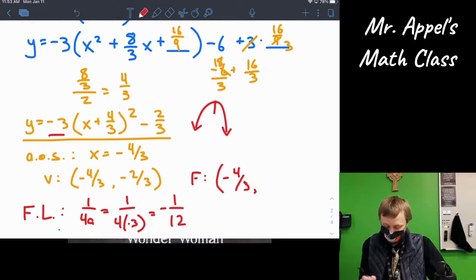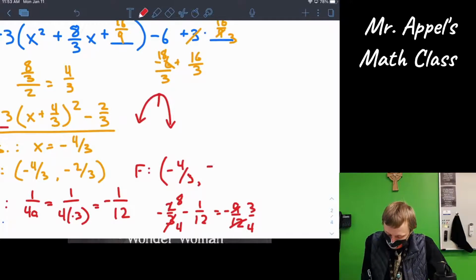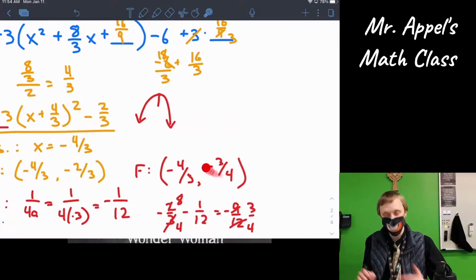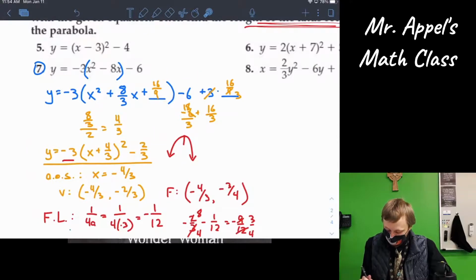So 2/3 is how many twelfths? 2/3 minus 1/12, so this times 4. 2 times 4 is 8. 8 minus 1, negative 9/12. Hey, that reduces. We divide both by 3 and get negative 3/4. Oh, look at that. That's neat. 4/3, 3/4. It's like reciprocals of each other. That's cool. I like this one. All right, look at that. So we got our focus.